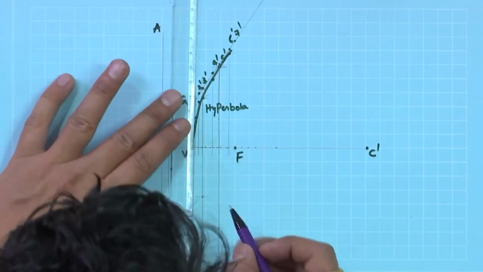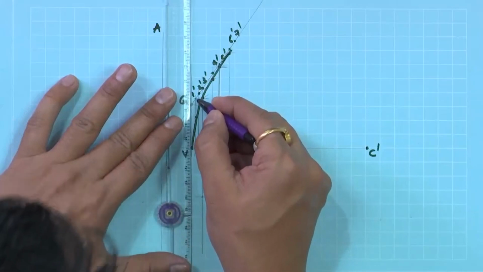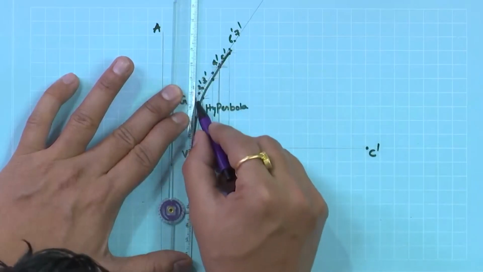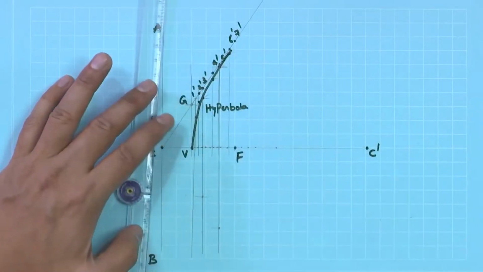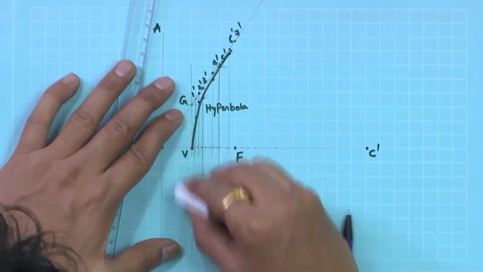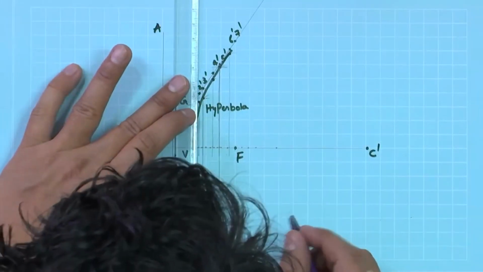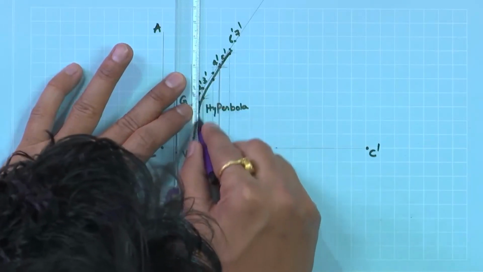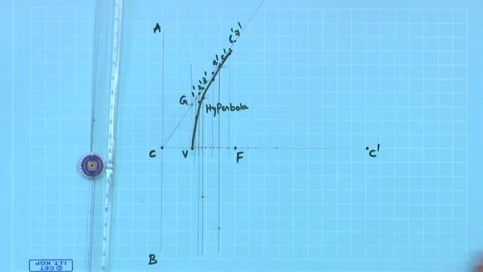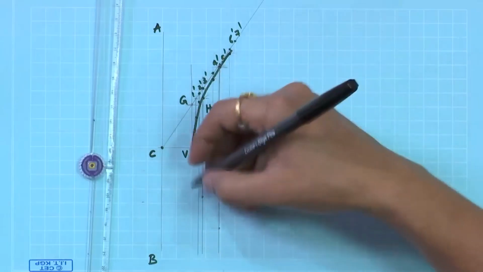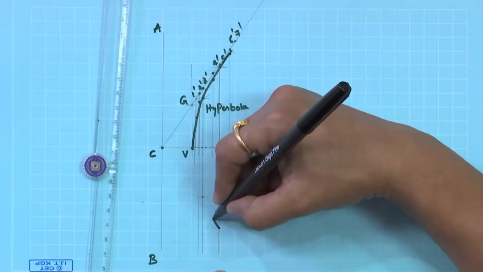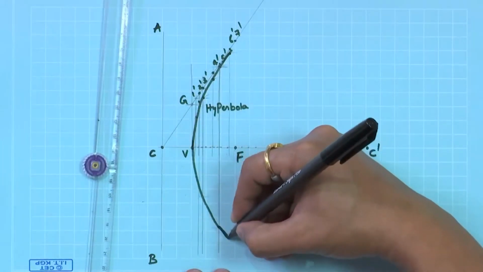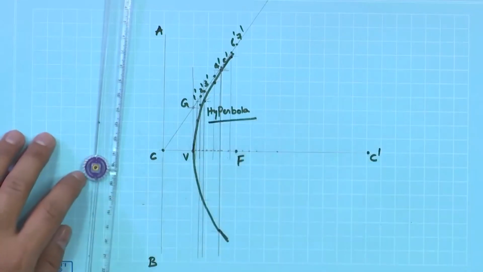Similarly, extend these lines also from 1. Use a roller scale, construct such kind of lengths. Once it is done, we will be in a position to join in that way. This is the way we construct a hyperbola.